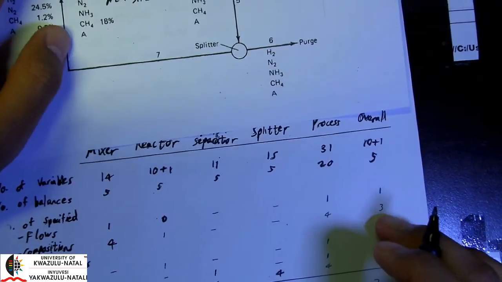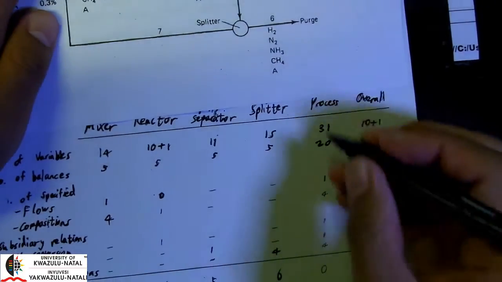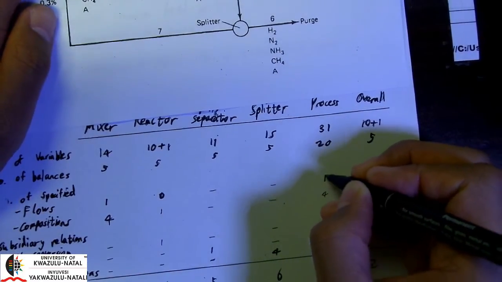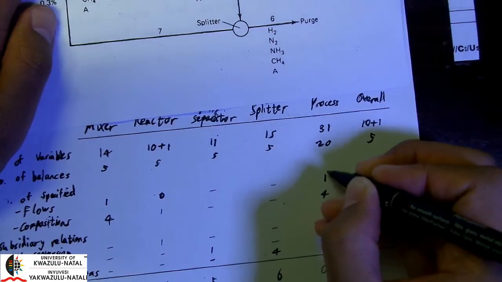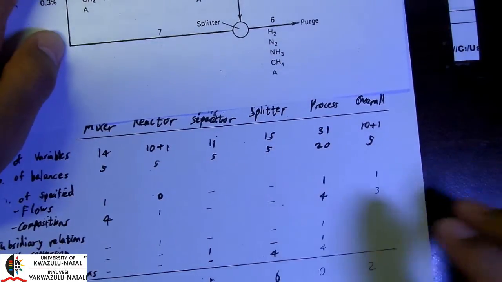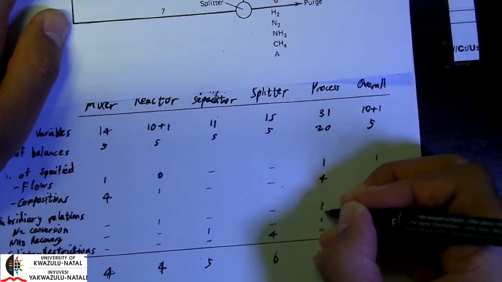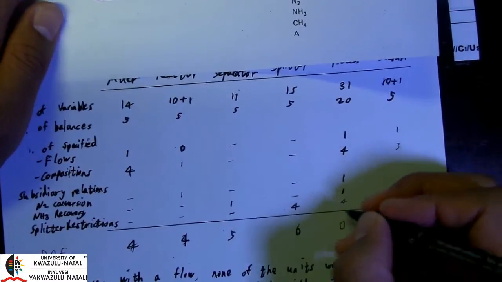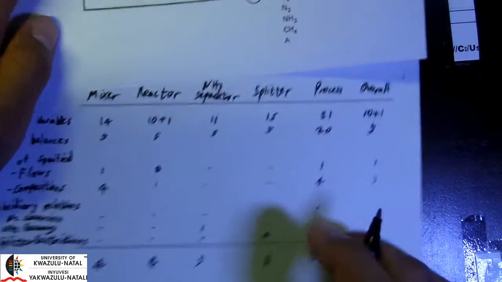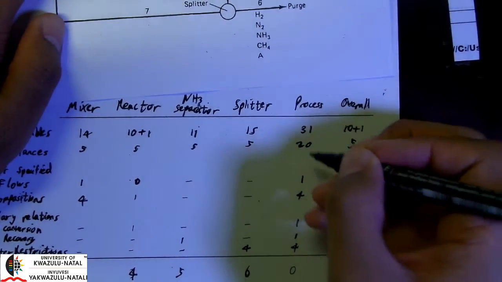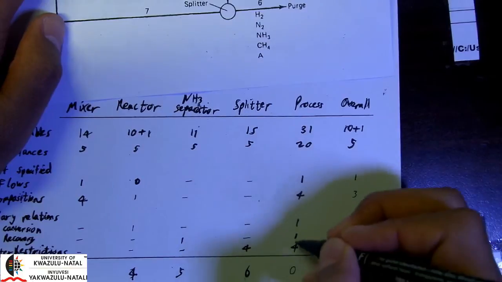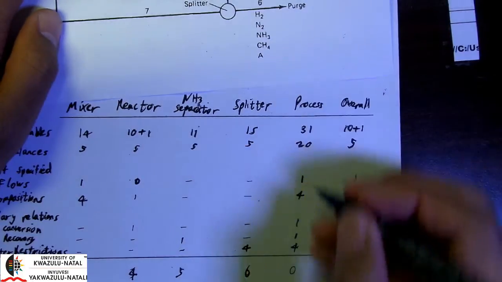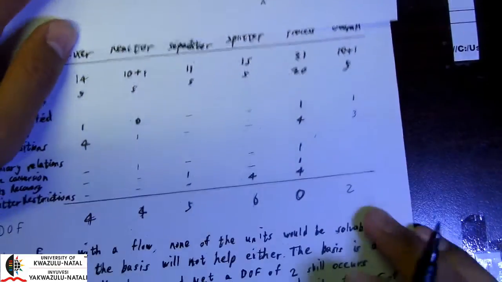Now let's look at our process. We have to count all of our flows. So we are given in the entire process 1 flow, 4 independent compositions, our conversion, our recovery, as well as splitter restrictions. So that's 20, 25, 30, 31. So that will bring our process degree of freedom to 0.